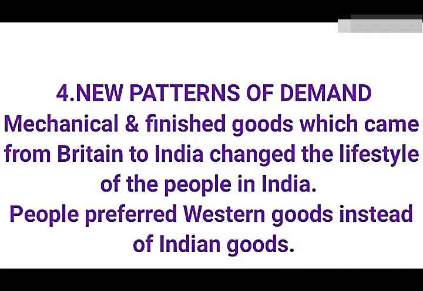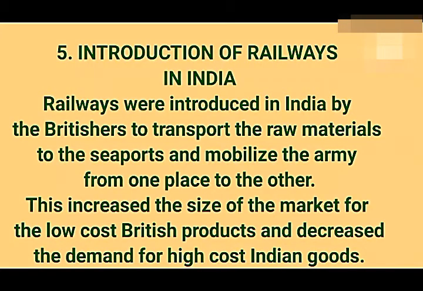The fourth heading is new patterns of demand. People of India started preferring the mechanical and finished goods which came from Britain to India. They were influenced by the Western lifestyle and preferred Western goods instead of Indian goods. The fifth heading is introduction of railways in India.